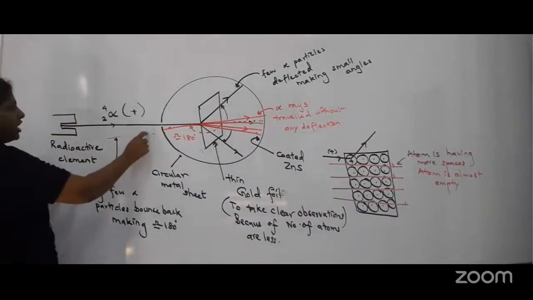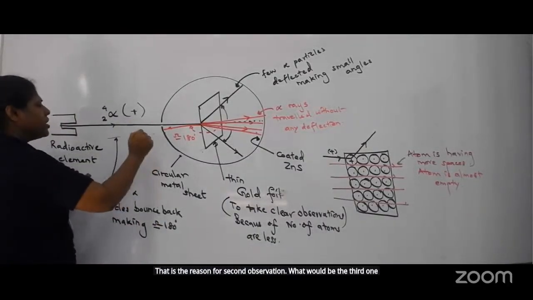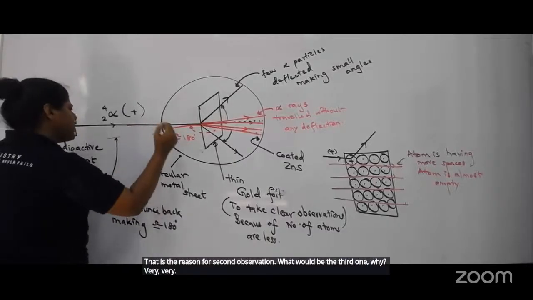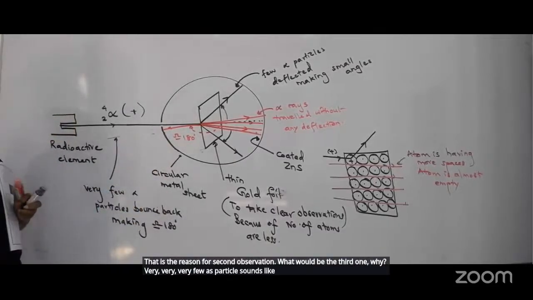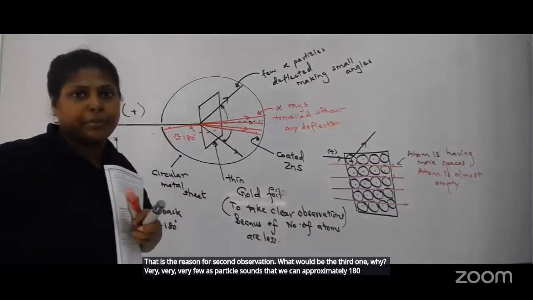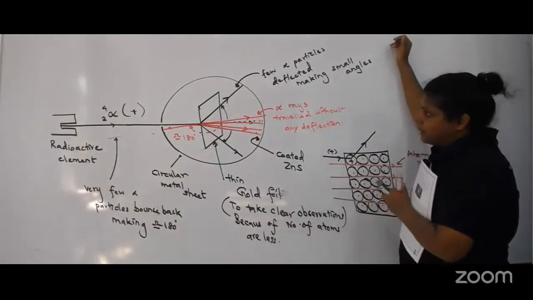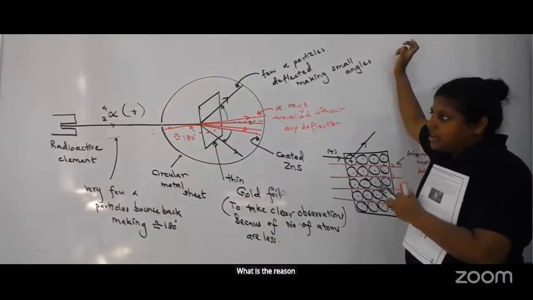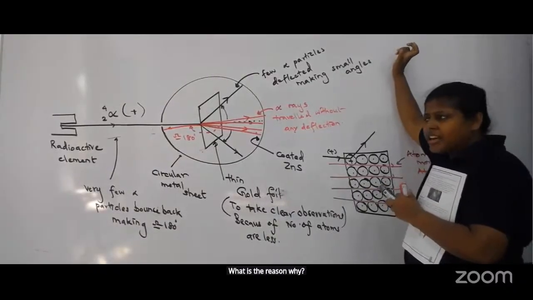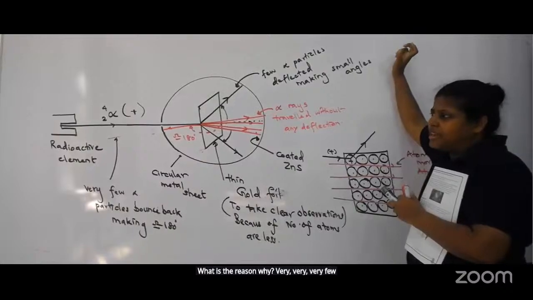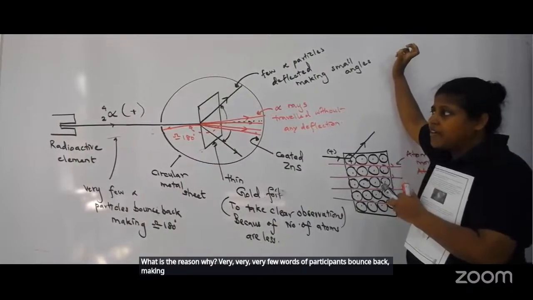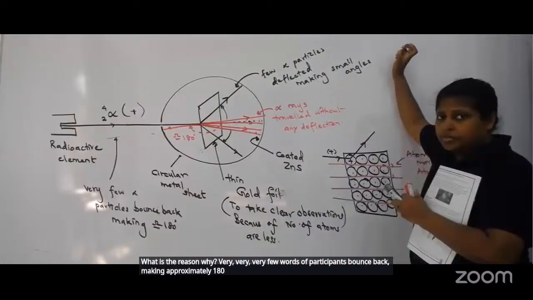What could be the third one? Why do very few alpha particles bounce back, making approximately 180 degrees? What is the reason?